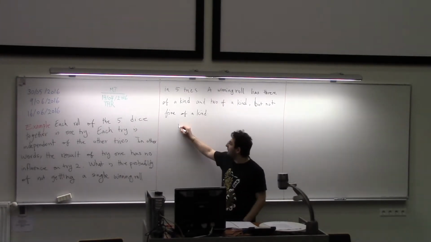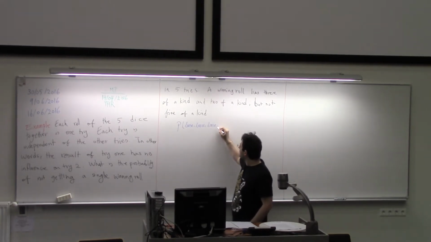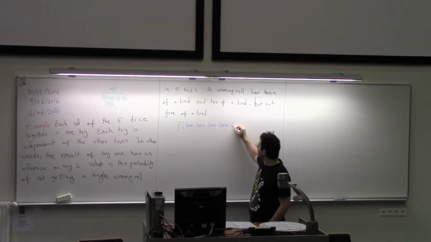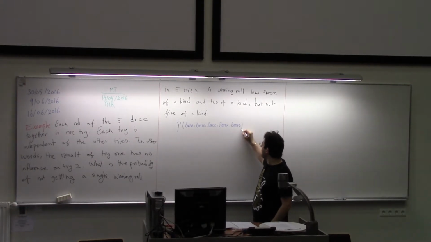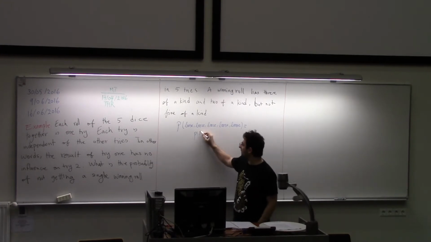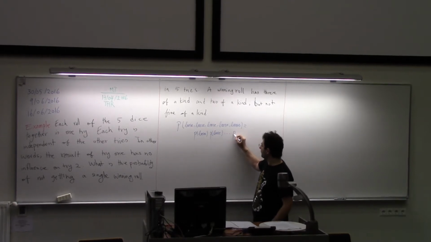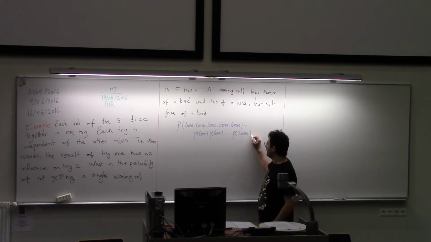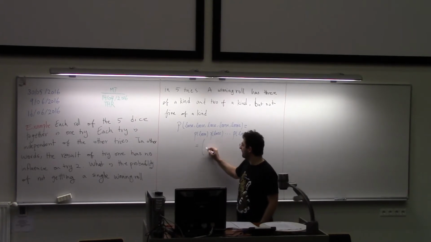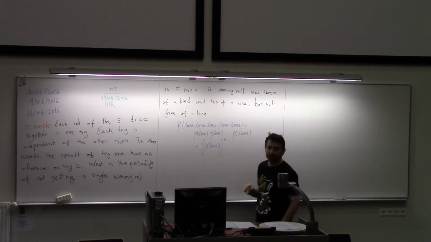So what we want to do is calculate the probability of lose, lose, lose, lose, and lose. Because they are independent, it is the probability of lose multiplied by probability of lose, 5 times, which is equal to probability of losing to the power 5, right?